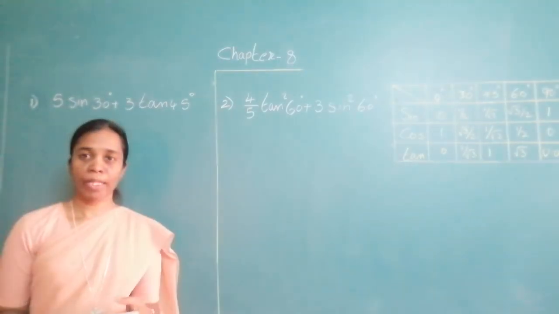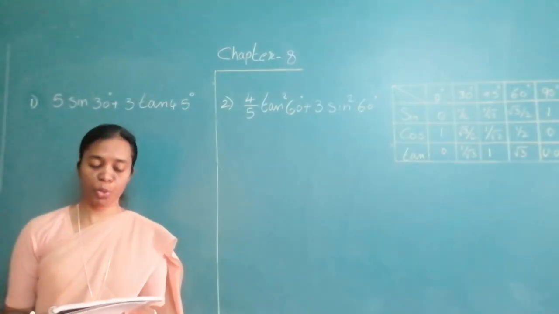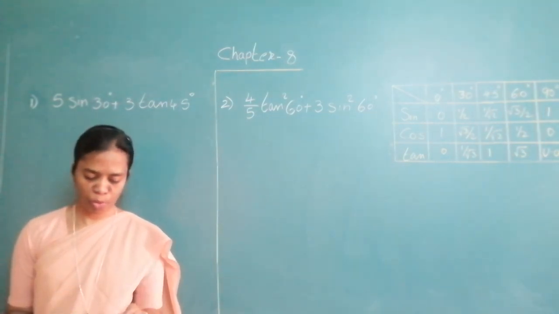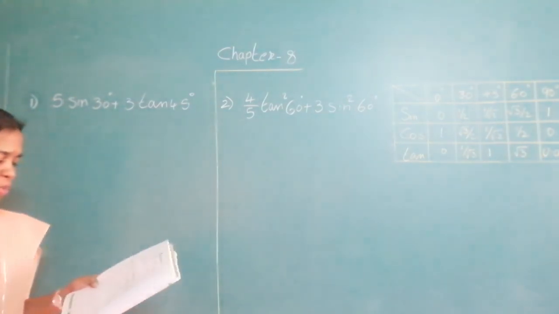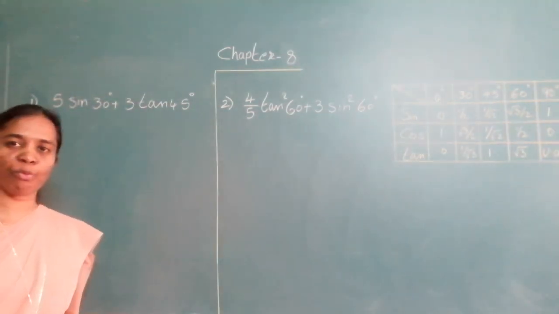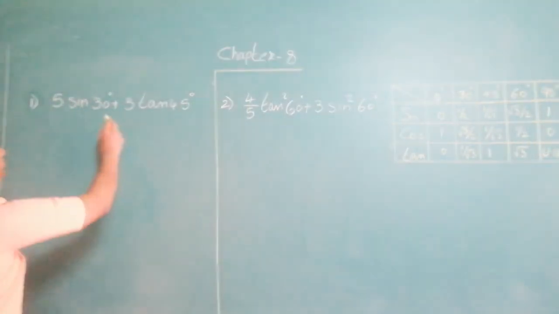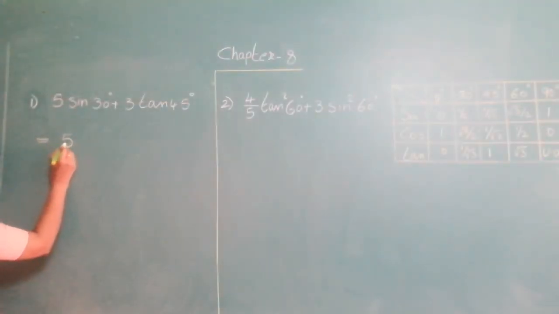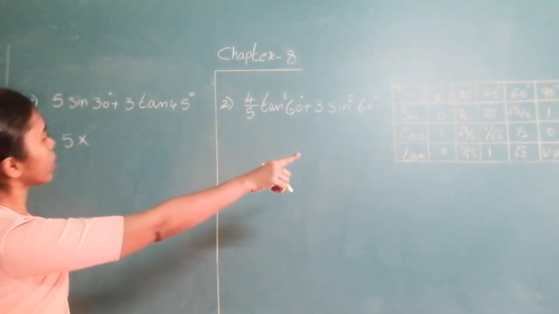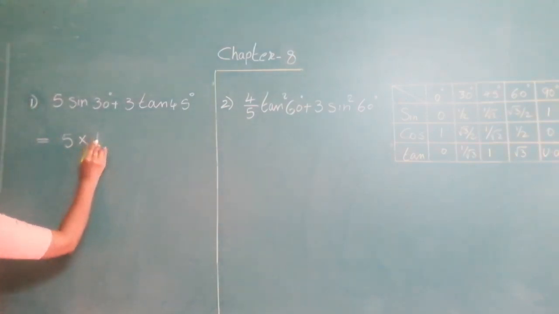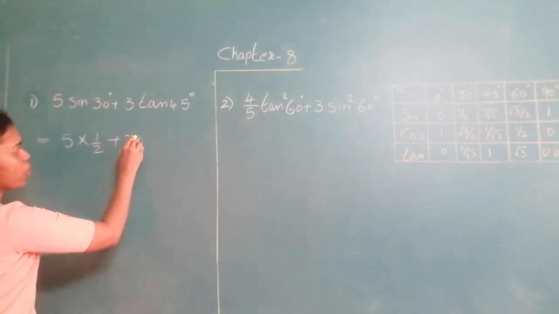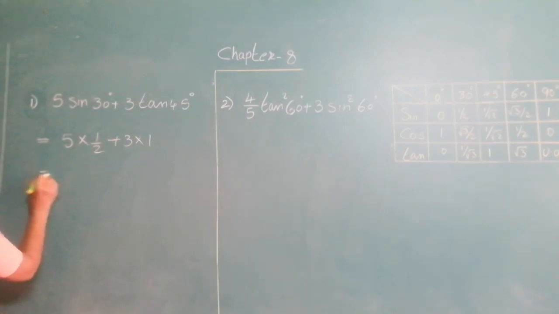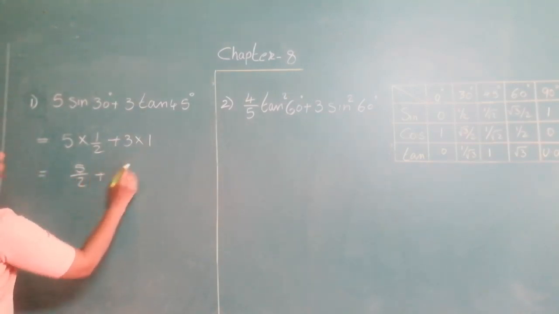Okay, we will be solving practice set 8.2, question number 2. Find the values of the first one: 5 sin 30 plus 3 tan 45. We can see again 30 and 45 come in the table, so it is a direct substitution. So this is equal to 5 into sin 30. Sin 30 is 1 upon 2, plus 3 into tan 45. Tan 45 is 1. So this is equal to 5 upon 2 plus 3 into 1 is 3.